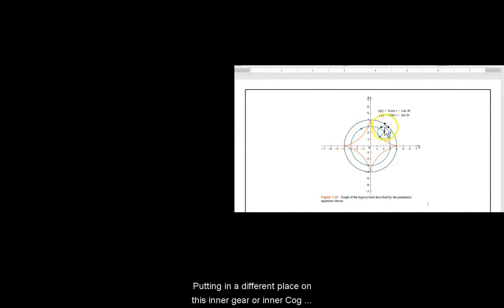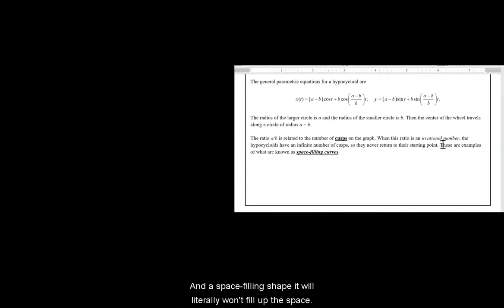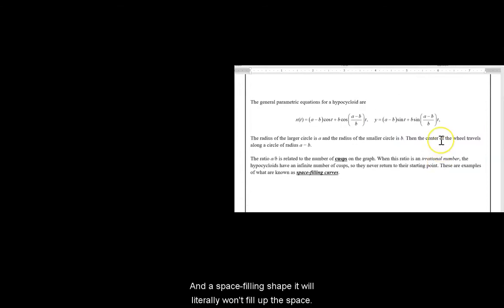Putting it in a different place on this inner gear or inner cog will give you different shapes. You can also produce what are called space-filling shapes. In a space-filling shape, it will literally fill up the space.